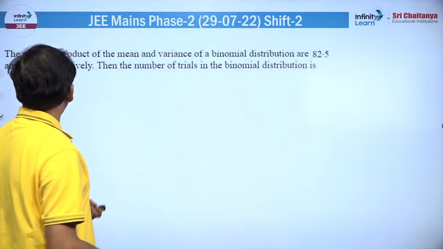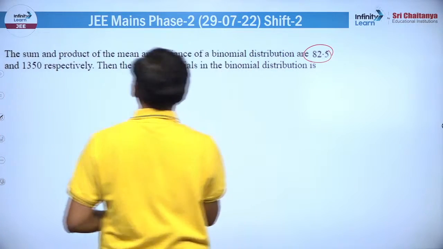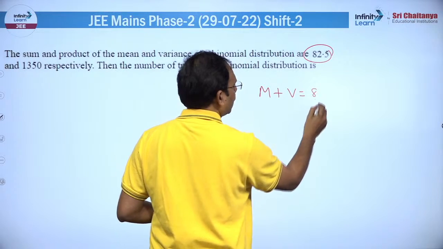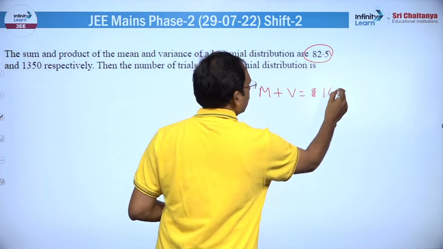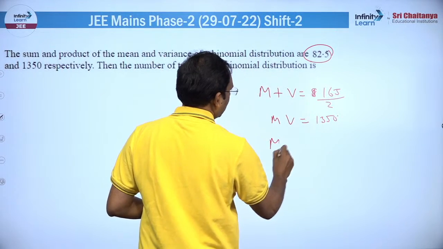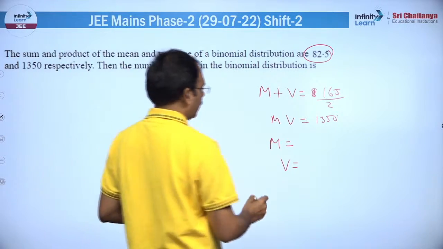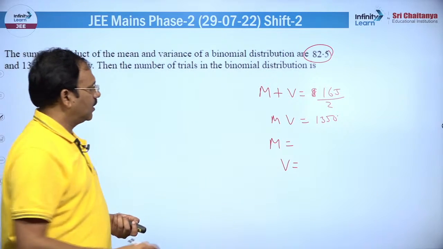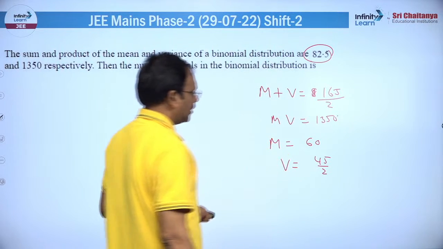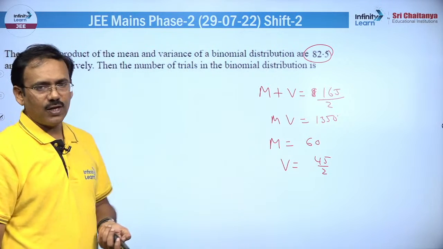Next, my dear friends, you see the sum and product of the mean and variance of a binomial distribution to be 82.5 and 1350. That means mean and variance, m plus v is 82.5, means I can say 165 by 2, and m into v is going to be 1350. So, from this you can find mean and variance, my dear friends. One of the values you can find is 45 by 2 and the other will be 60, you just check with this. So, you will get 60, 22.5 is perfect, 60 into 45 by 2 is also perfect.